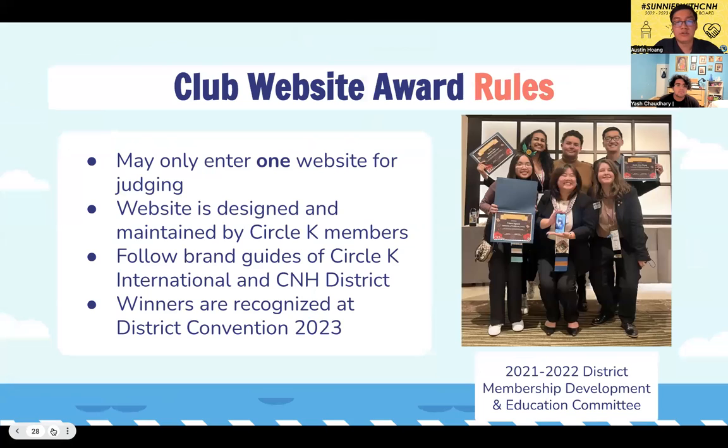So just a brief overview of the rules for this award. You may only enter one website for judging, and the website can only be maintained and designed by Circle K members. And also remember to follow the brand guidelines of Circle K International and the CNH district. On the PDF of the Club Website Award, the links to the brand guides and the CNH district style guide are linked on the award.